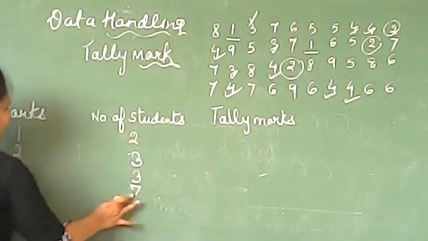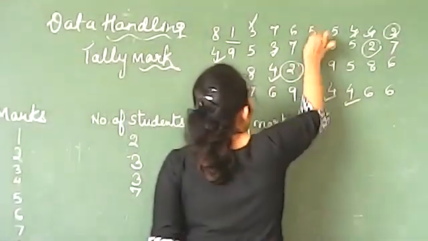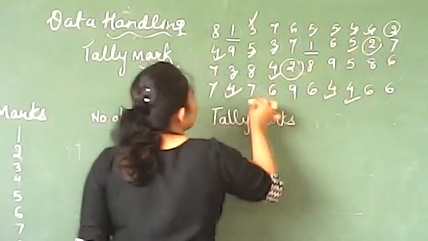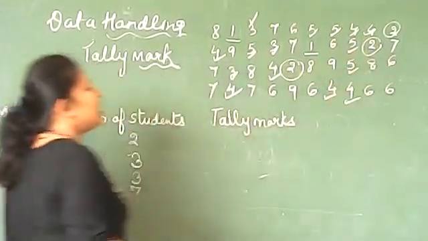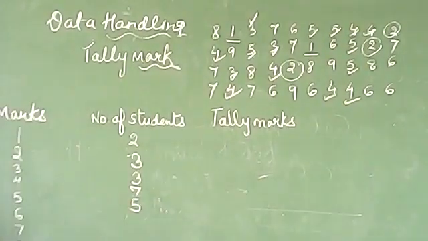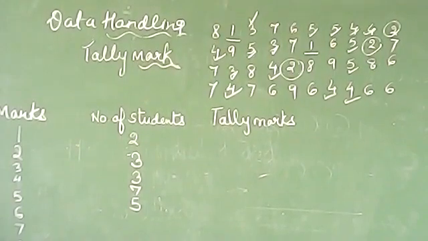Now let's talk about the next number, that is 5. So 5 is here 1, 2, 3, 4, 5, 5 times. So 5 is repeating 5 times. So we have written here 5. Now let's move on to 6.